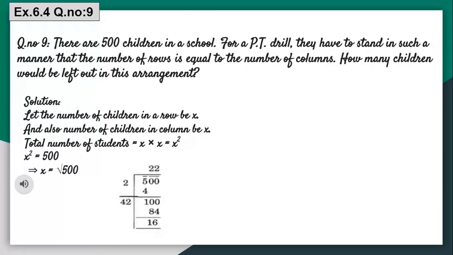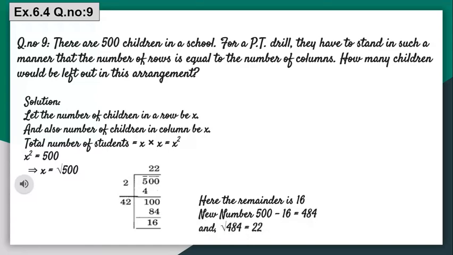Now 2 double is 4. So 42 into 2, 84. If we take 3, then it is greater than 100. So the remainder is 16. So here the remainder is 16. So the new number is 484. So the square root of 484 is equal to 22.